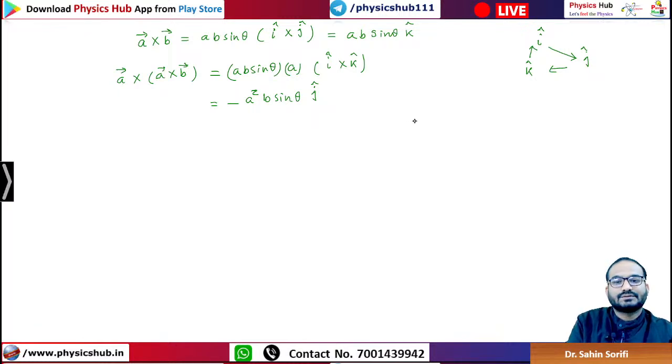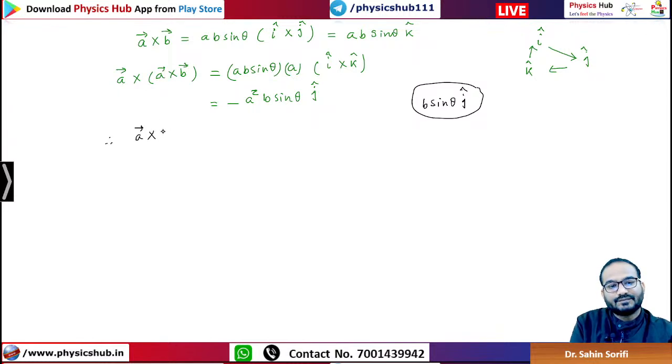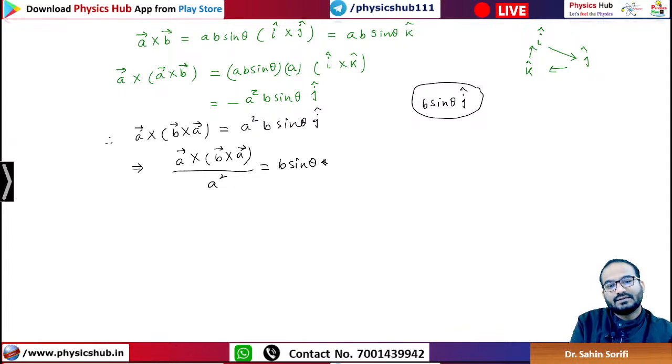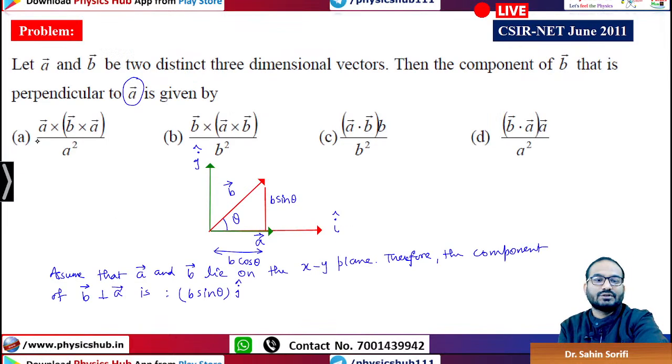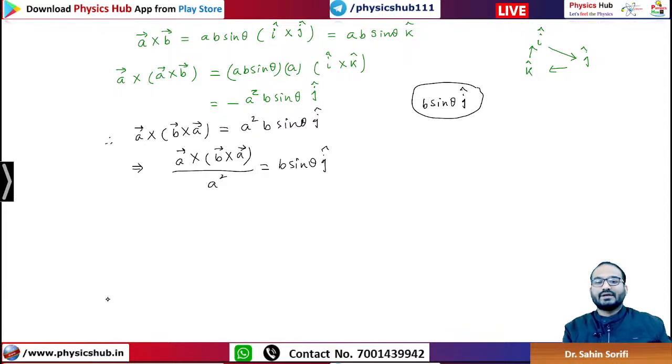We need to ultimately find B sin theta j cap. How can we get this from here? First of all, this minus needs to be removed. If I write A cross B as B cross A, then an extra negative sign will be introduced, so this negative sign vanishes, and we get A squared B sin theta j cap. Now to get B sin theta j cap, we need to divide by A squared, and that is why A cross B cross A upon A squared equals B sin theta j cap, and that correctly matches option A. So in this way you can get the solution of this question.